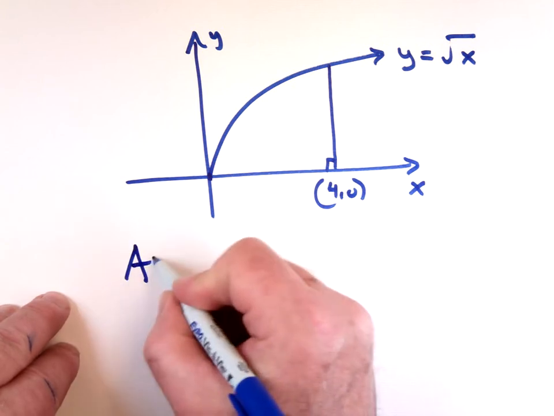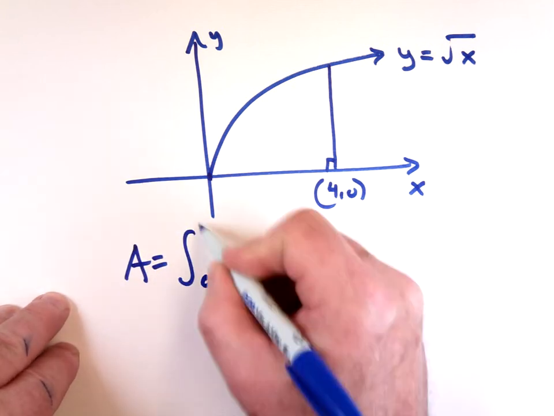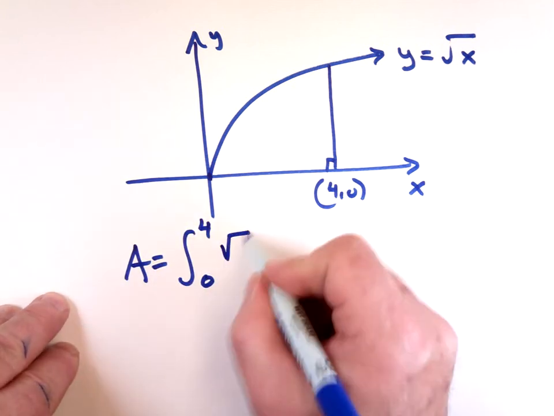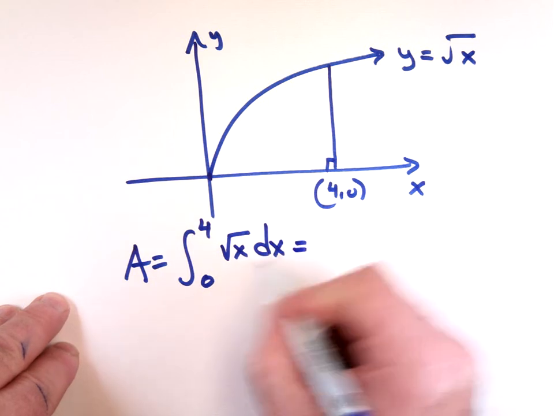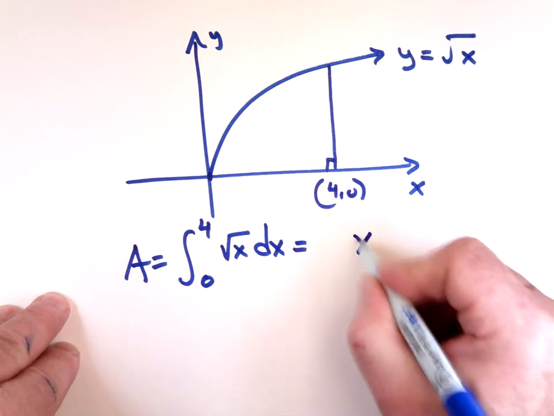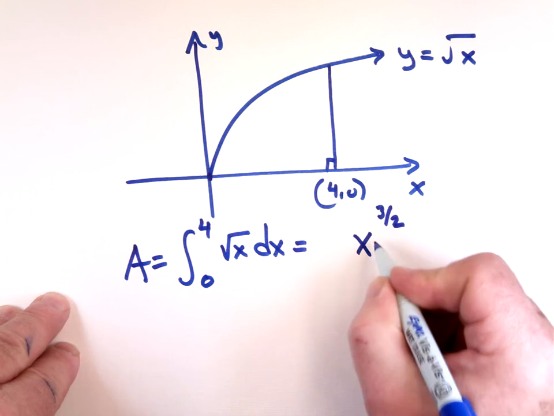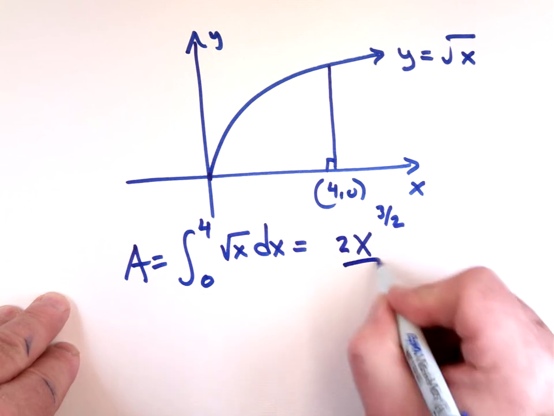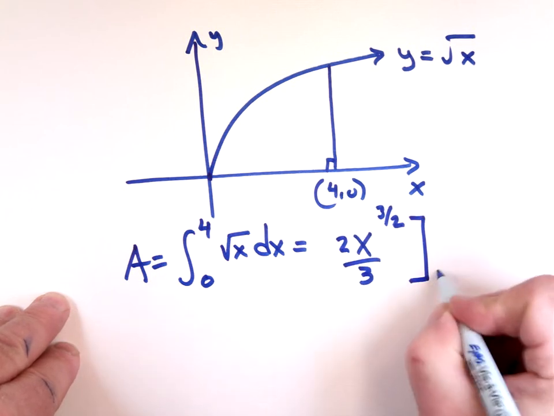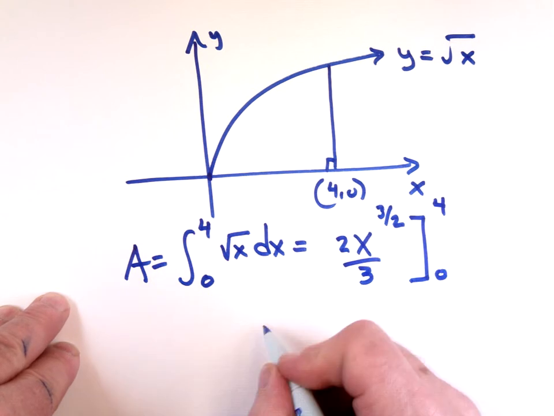This is x to the 1/2. Add 1 and divide by 3/2, which is multiplied by 2/3, from 0 to 4. N is the exponent, am I correct? Yes, you are correct. And so you get 4 to the 3/2.